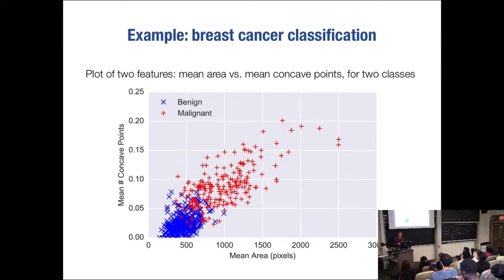Right? So the points marked in blue are benign tumors. So those correspond to slides where they created the features for a benign biopsy. And the red ones are malignant. So it seems like, at least, as both of these features increase, so as there are more concave regions, or as the cells become bigger, those are both indicators that this is more and more likely to be a malignant tumor.